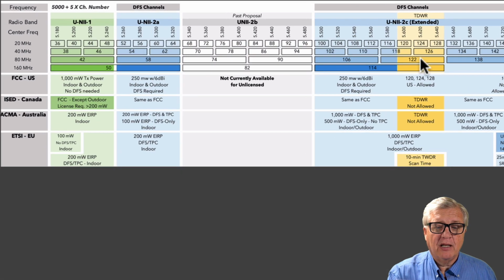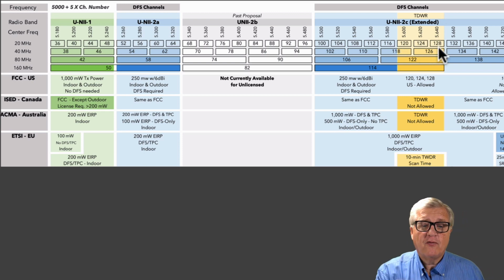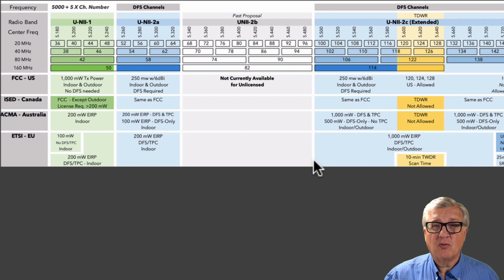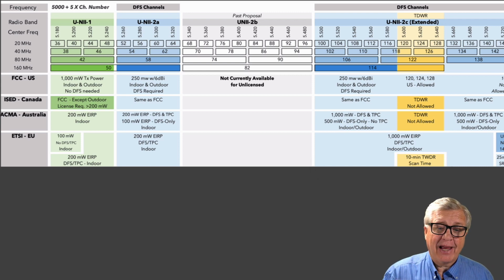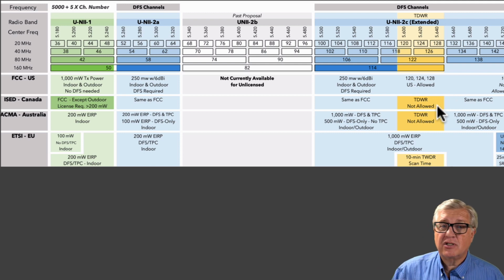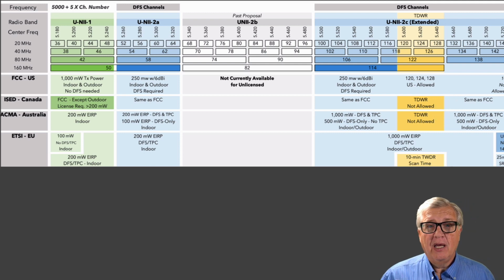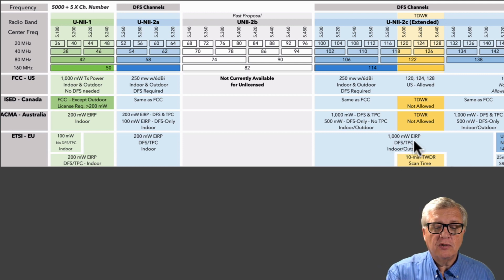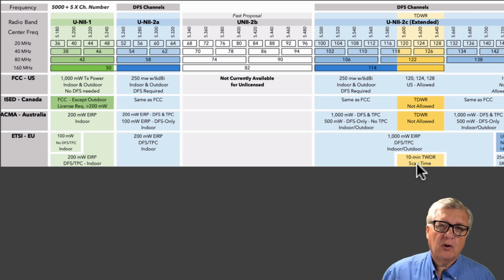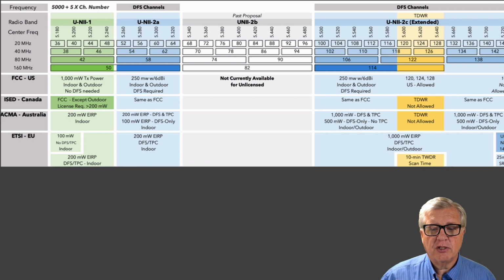In the US, the yellow colored ones, 120, 124, 128, were for the Doppler radar, and we lost it for a while from the FCC, then they gave it back. So those are there. But in Canada and Australia, you still can't use them. They never gave those back. In the EU, you can see you can use them outdoor, but you have to change your scan time to a longer period if you're on those three channels.